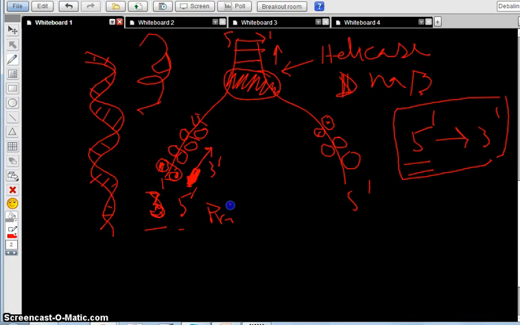Okay, this is primase that synthesizes this RNA template, and in E. coli it is the DnaG, which is called a primase, and it synthesizes the RNA template. Now there are three kinds of DNA polymerase that exist.